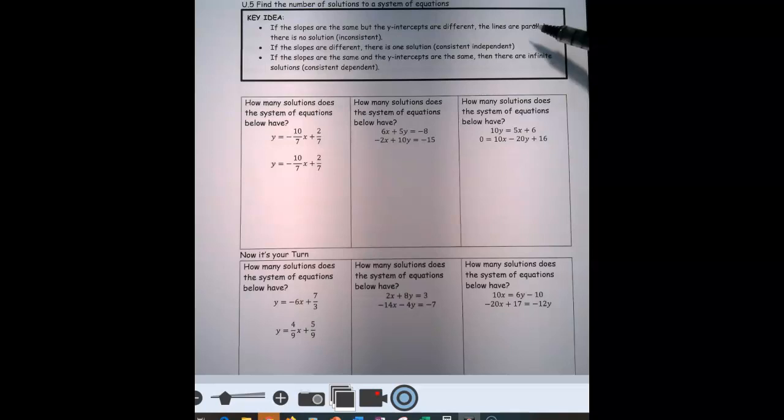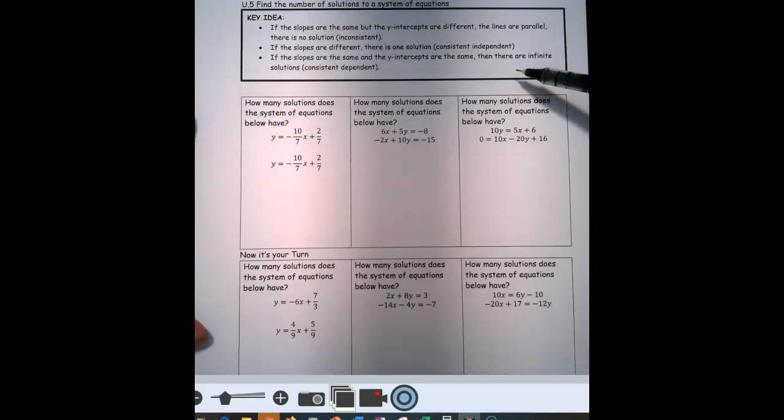Because just like train tracks, they run right next to each other, equal distance apart, but they will never meet. And remember, the solution to a system of equations is where the lines cross. So if they don't cross, there's no solution. If the slopes are different, then there's one solution.